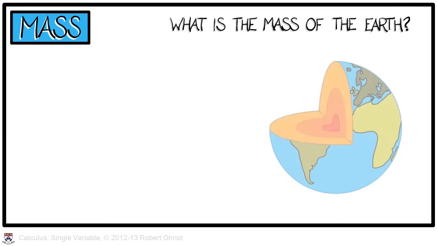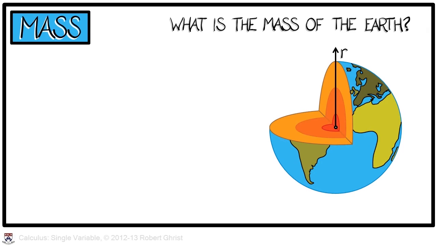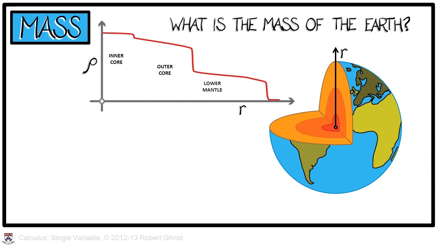What is the mass of the Earth? We're going to consider the density as a function of the radial coordinate, r, the distance to the center of the Earth. In this case, we know that the density changes as you move from the inner core to the outer core, to the mantle, then the crust, and then the atmosphere. This, however, is not a linear density, but a volumetric density. It would be measured in, say, grams per cubic centimeter or something of that form.